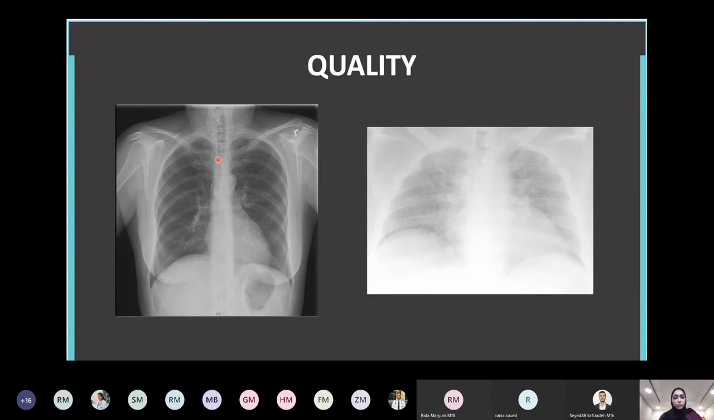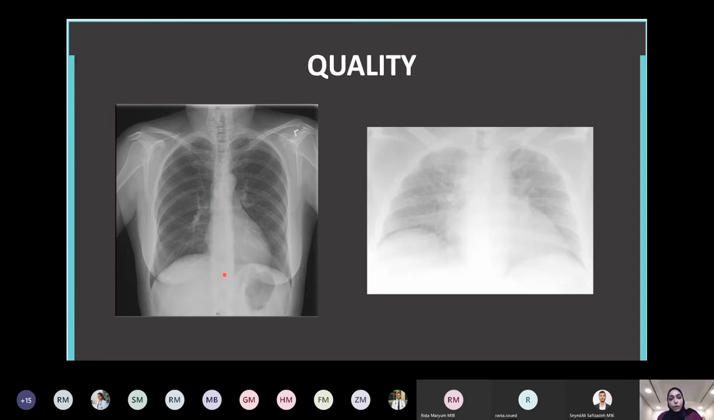And then we would talk about penetration. So does this x-ray have adequate penetration or inadequate penetration? And for you to see that, you need to see at least 8 vertebral bodies. So if you can zoom in and count the vertebral bodies with me, there's 1, 2, 3, 4, 5, 6, 7, and 8. And you can see some borders here. So this has good penetration.